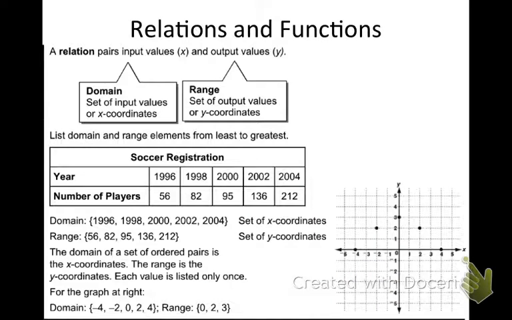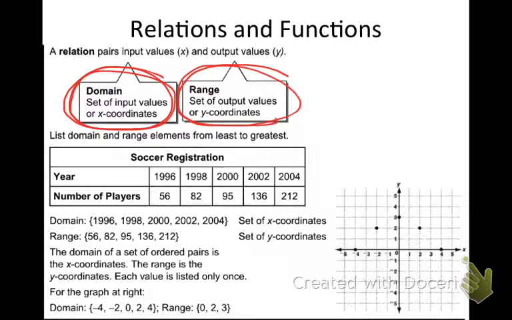So here's relations and functions again. A relation pairs input values with output values. Domain is my x coordinates. So domain is a set of values or x coordinates. Range is a set of output values or y coordinates. Domain x, range y. Kind of ingrain that in the brain right now. All right. I'm going to ask for domain here. Domain is the set of all x values. So notice here, I have the year.